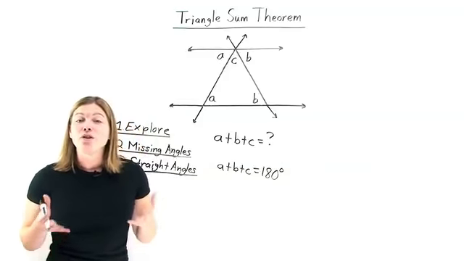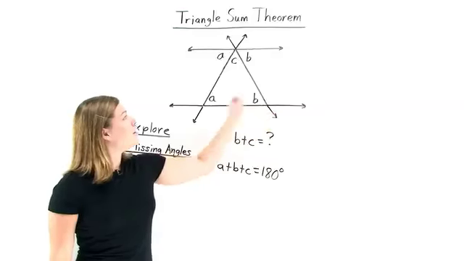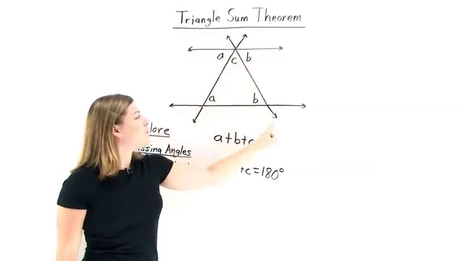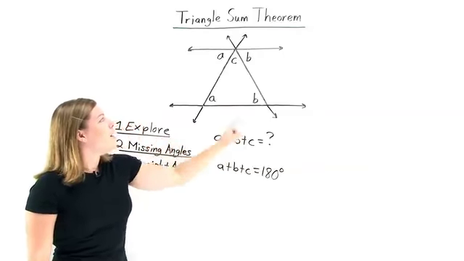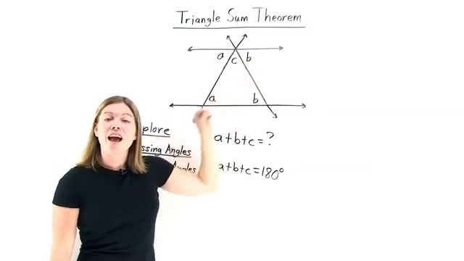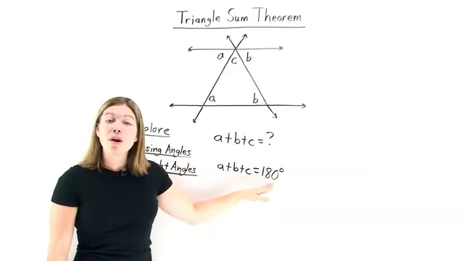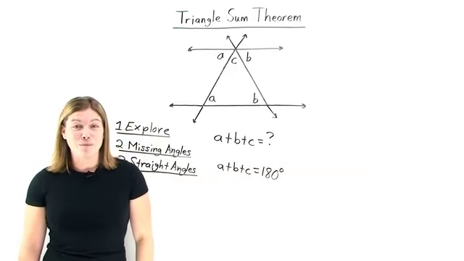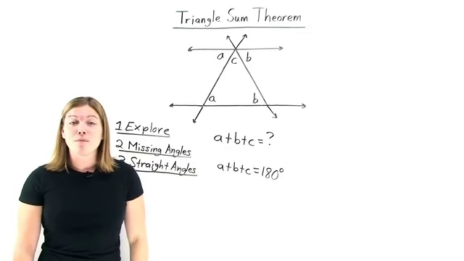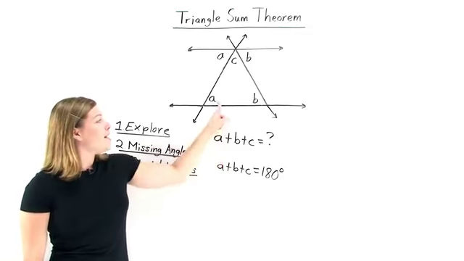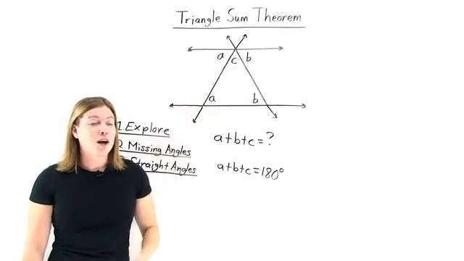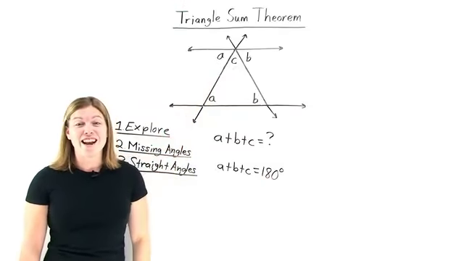For any triangle, you will always be able to make parallel lines, just like this, and then transversals with two of the sides of the triangle. Then you can find those interior angles and add them together, and you will always get 180 degrees. This is the triangle sum theorem. The triangle sum theorem states that if you add together the measurements of the interior angles of a triangle, their sum will always be 180 degrees.